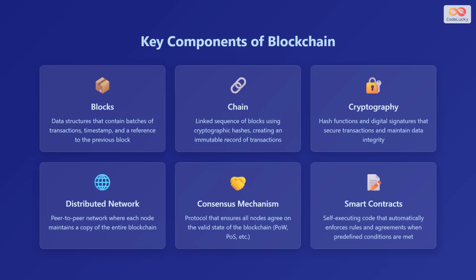Blockchains operate on a distributed network. It's a peer-to-peer network where each node maintains a copy of the entire blockchain. Consensus mechanisms are used as protocols that ensure all nodes agree on the valid state of the blockchain. Examples include proof of work and proof of stake. Finally, smart contracts. These are self-executing code that automatically enforces rules and agreements when predefined conditions are met.